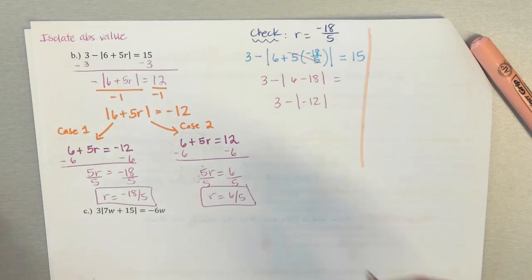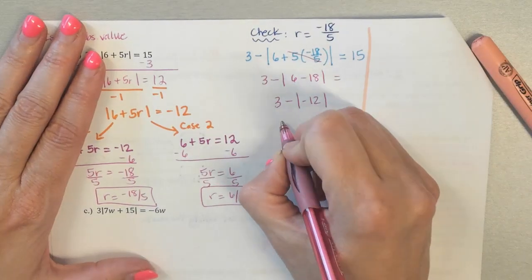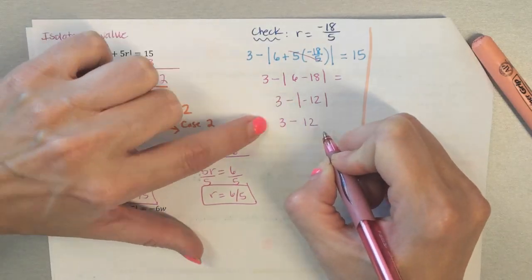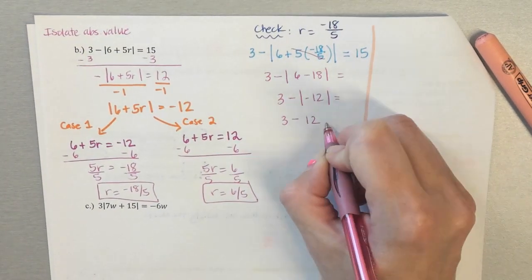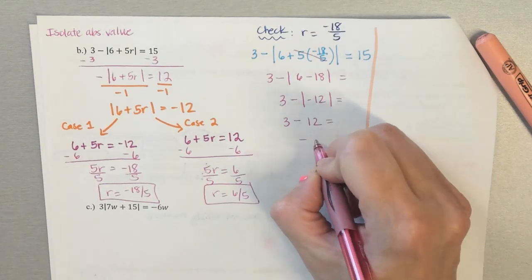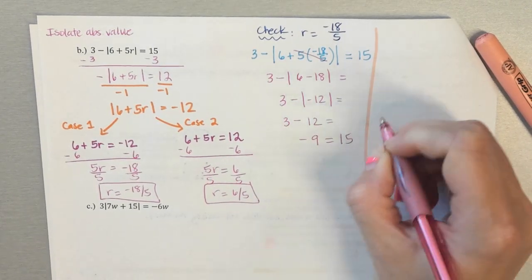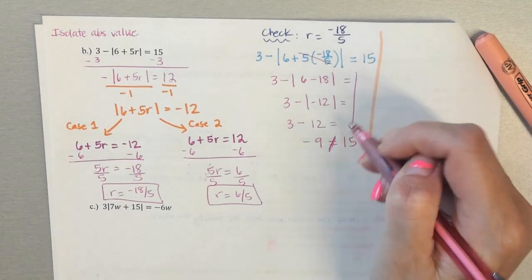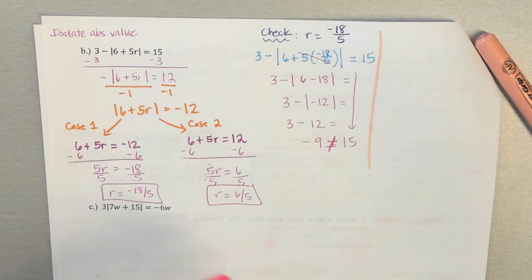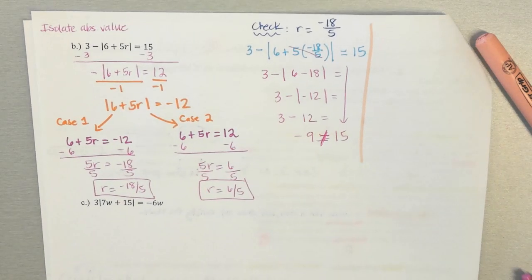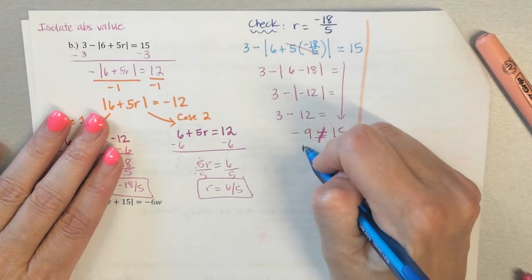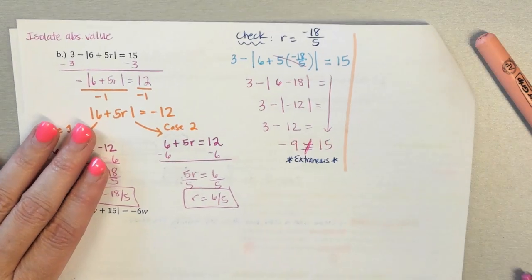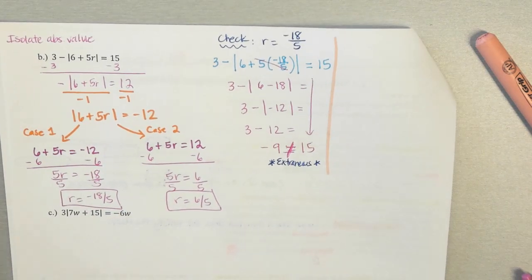When you take the absolute value, this becomes 3 minus, and the absolute value of this is 12. This stays the same on the outside. So then you'll have negative 9 is equal to, this just drops down. You don't have to write it every step, you can just drop it down there. And then if they're not equal, you are crossing them out. Okay, so that means this is an extraneous solution. So it's not going to be part of our final answer here.